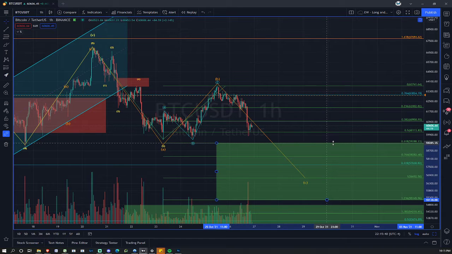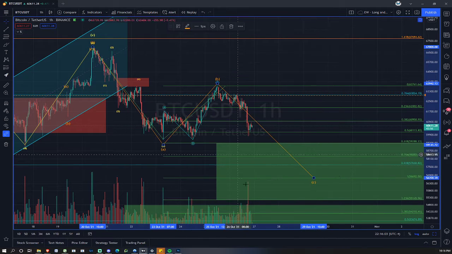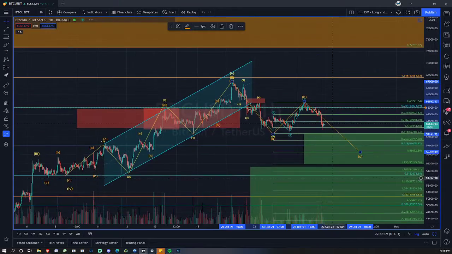Minimum that it should strike is about 59.2 at the 618 extension of A and B. More commonly, it would go all the way to the 1.0 extension, which is about 56.7 right here. And then if it wants to extend a little bit further, it could potentially go to about 55.1. So anywhere in here is really where we're looking for this to be saved, for this correction to be over, basically.